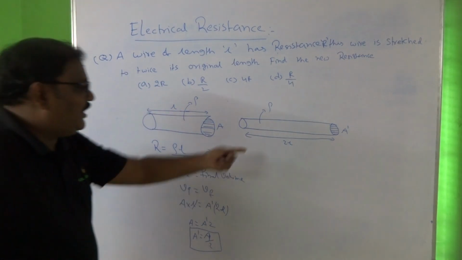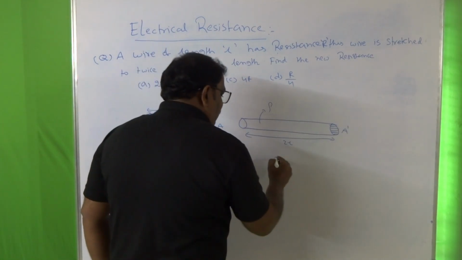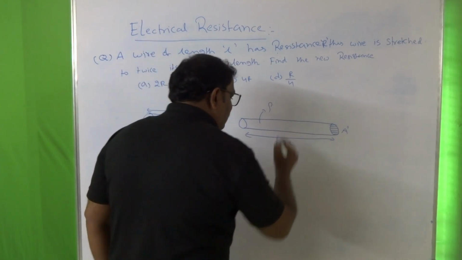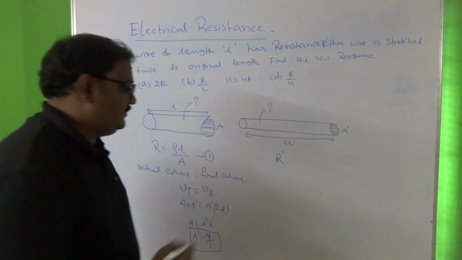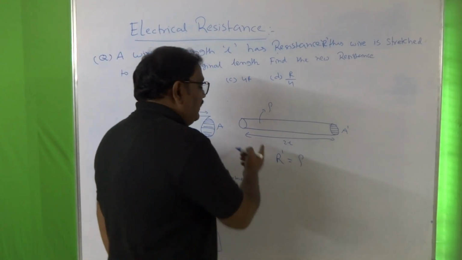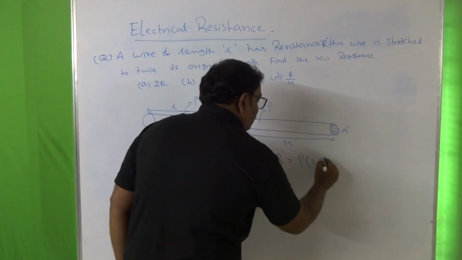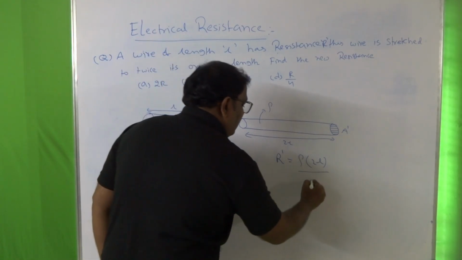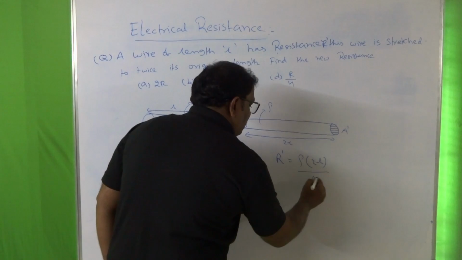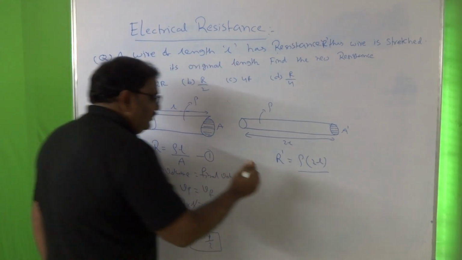Okay, so now coming to the new resistance value, here the length is stretched, we get the new resistance. Let us take the new resistance equal to R dash. This R dash equal to, what is the formula? Rho L by A. Here the length of the conductor equal to 2L, so R dash equal to rho into 2L by A dash. So what is the A dash value here? We get the A dash value equal to A by 2.